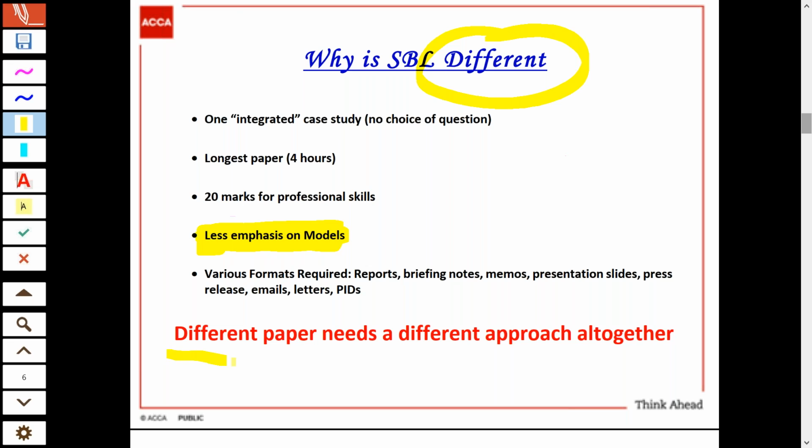A different paper needs a different approach. You just need to think differently when you are doing SBL. The techniques you have used in other papers may not necessarily work in SBL. I will be telling you some strange, interesting techniques which you may not have heard before or applied before. This is only because this paper is different.